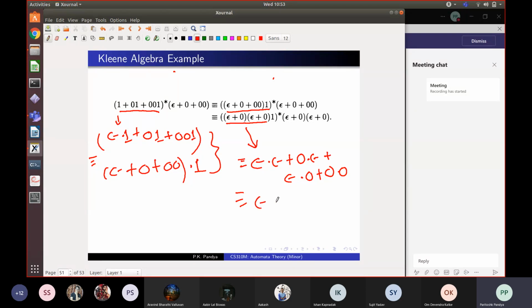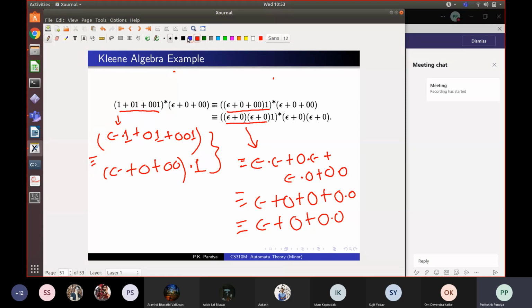Epsilon dot epsilon will give you epsilon, plus 0 dot epsilon will give you 0, plus epsilon dot 0 will give you 0, and plus you will get 0 dot 0, right? Now by idempotency, 0 plus 0 will give you same as 0. So you will get epsilon plus 0 plus 0 dot 0, which is what you had here in the upper thing. So the upper red thing can be written as these 2 factors.